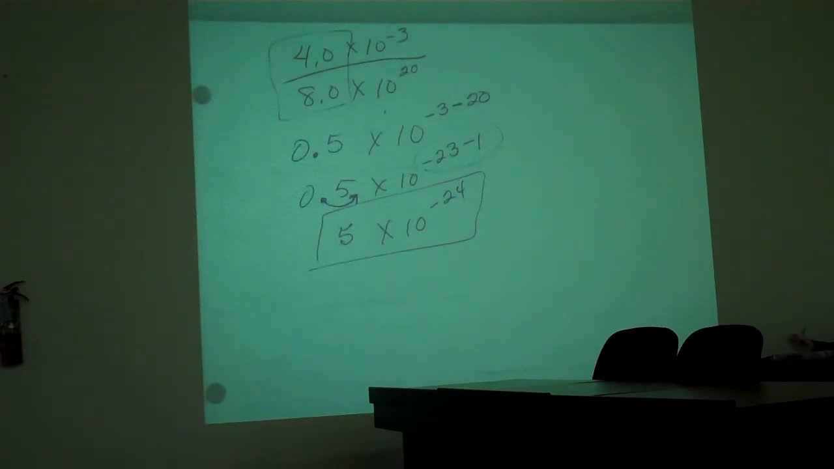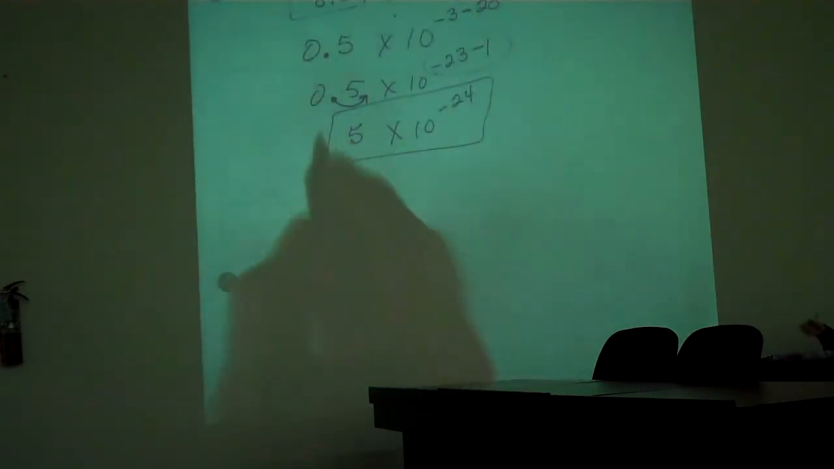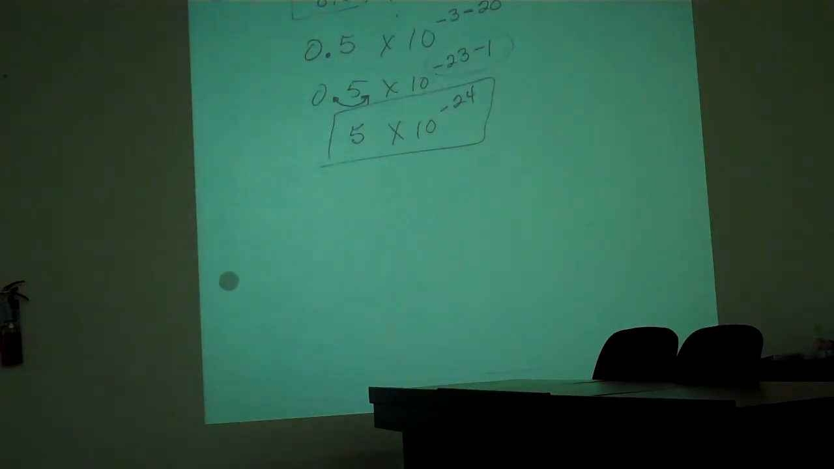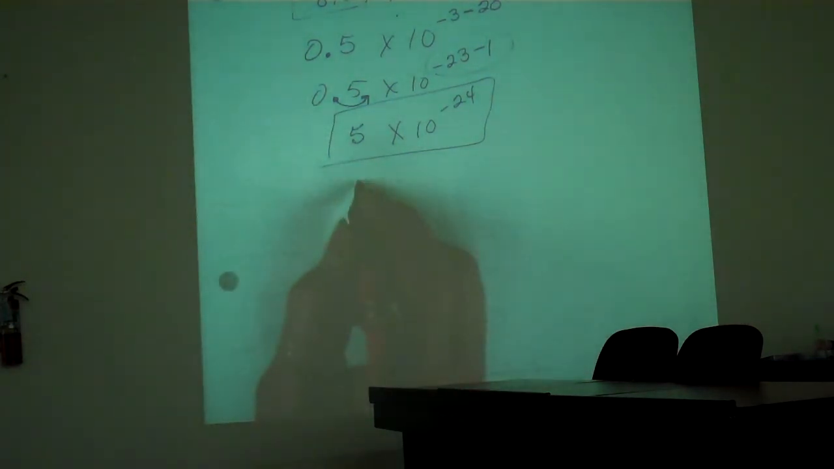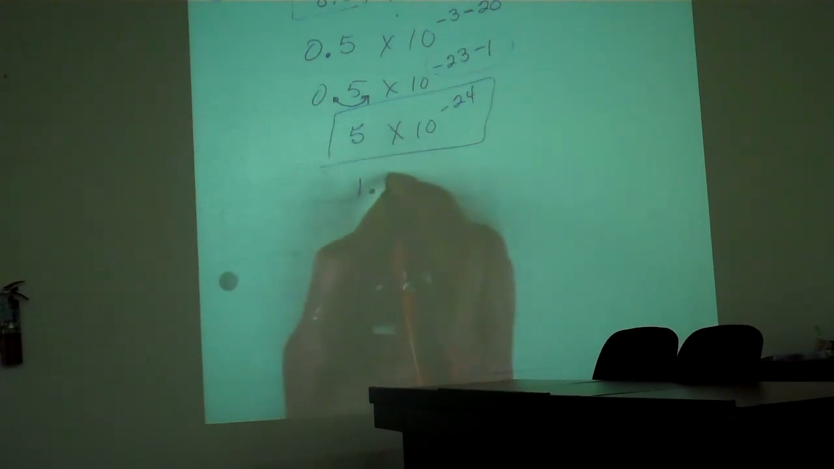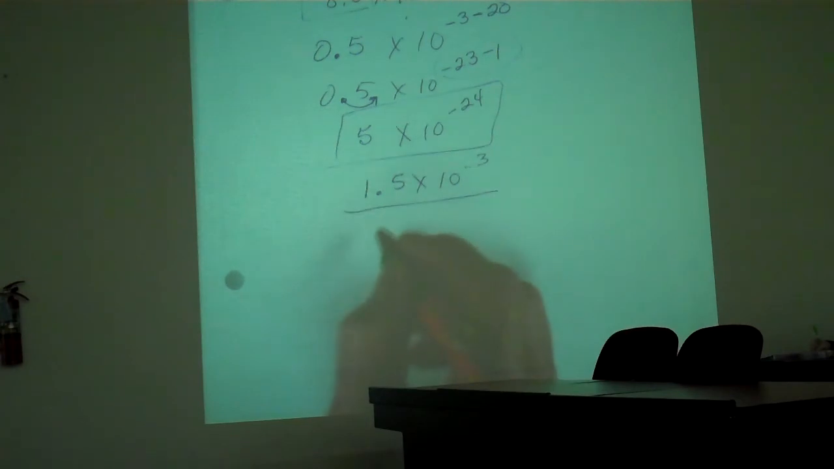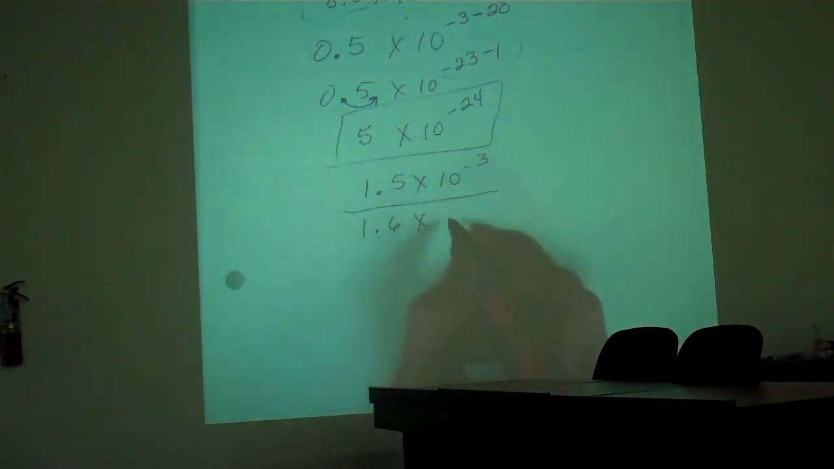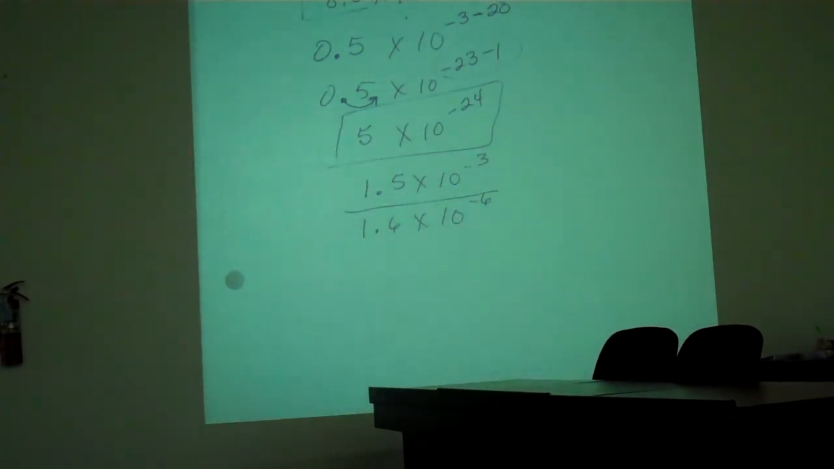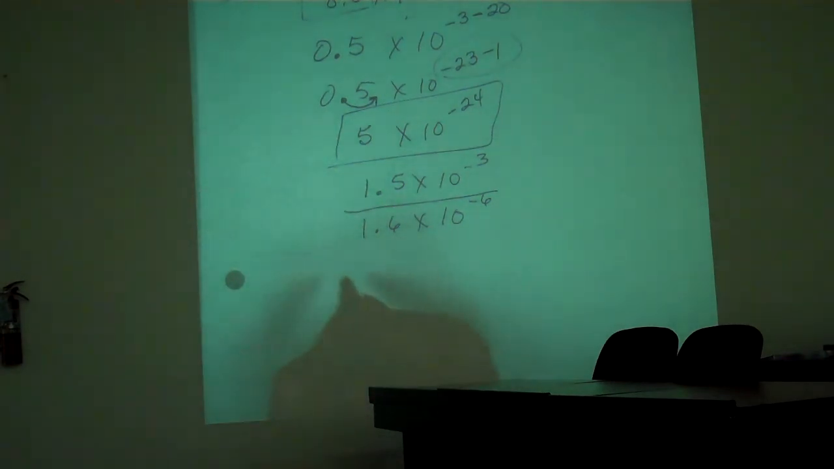Okay, let's do one more fraction one, and then I think you'll be able to do the rest. We'll see. One more fraction. 1.5 times 10 to the negative 3 over 1.6 times 10 to the negative 6. Okay, what do you get when you have 1.5 divided by 1.6? 0.9375.